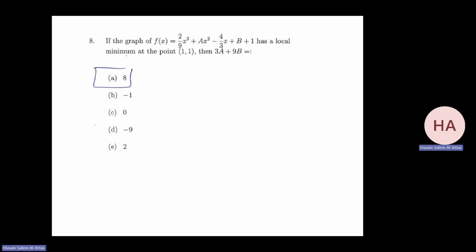If this function has a local minimum, when it says it has a local minimum, it means you have a critical number here. So critical number at x equal 1, since the function is defined. So I have f prime at 1 equals 0. This point is a point of the function, so I have f at 1 equal 1. Okay, now we need to find a and b. F of x is this.